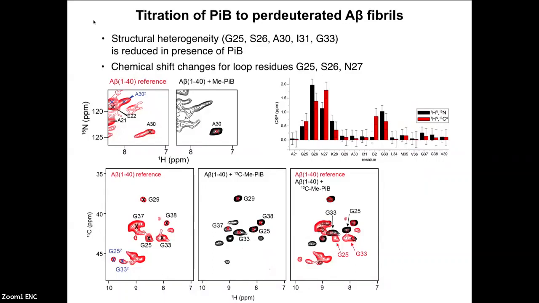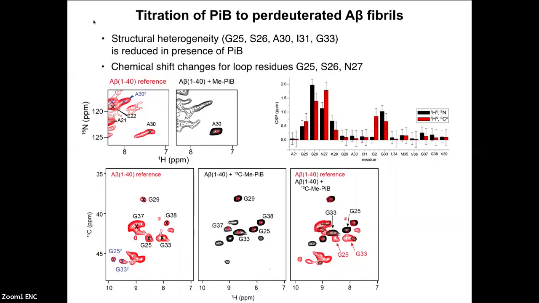When we focus in, you see that in the presence of the small molecule, the heterogeneity is lost. So here we have these three peaks of the first conformer, the second conformer of alanine 30, but in the presence of Pittsburgh compound B, this heterogeneity is lost, and it seems that the small molecule suppresses conformational heterogeneity and maybe even stabilizes the fiber state.